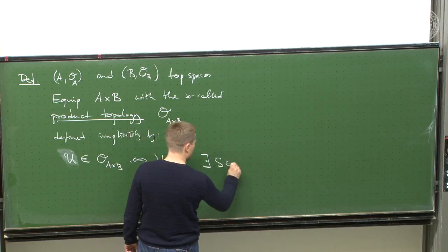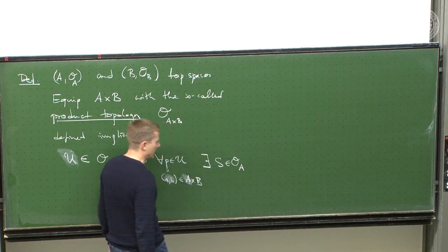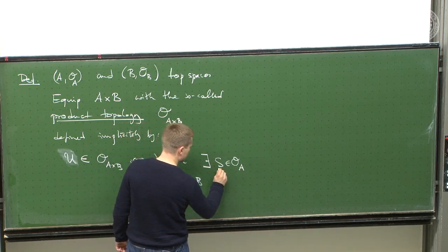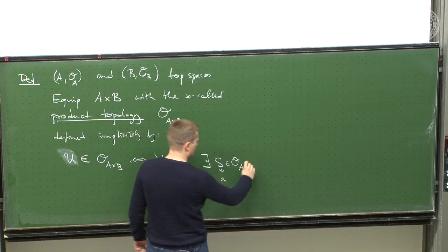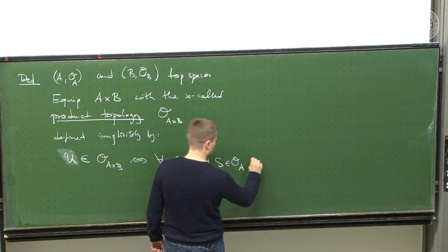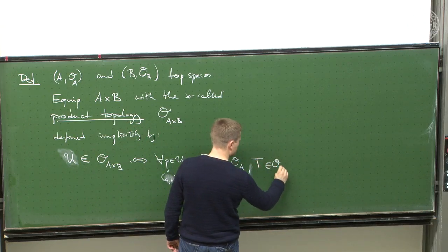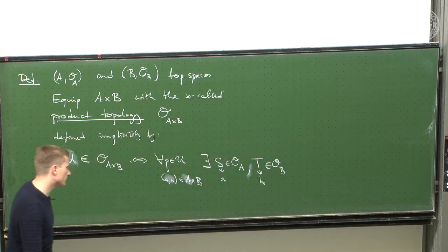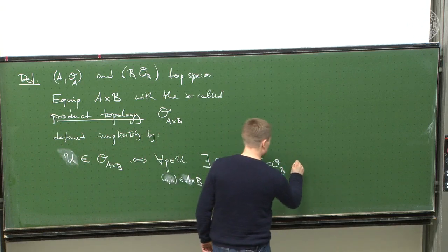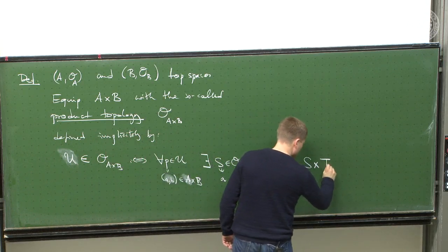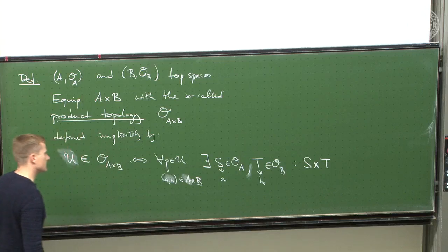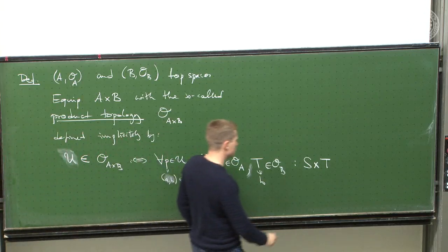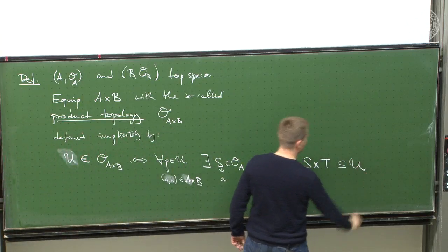an S which lies in the open sets of A, an open set of A that contains a, and there exists a T in the open sets of B that contains b, such that the Cartesian product of these subsets lies entirely within U.